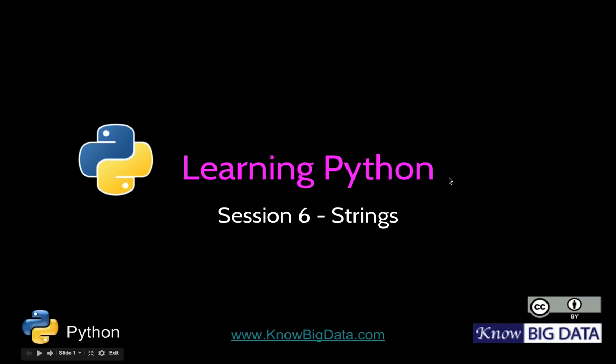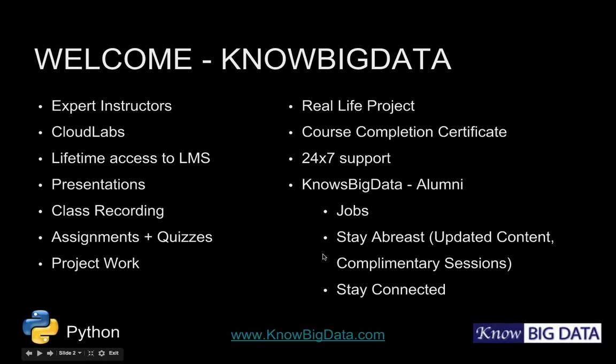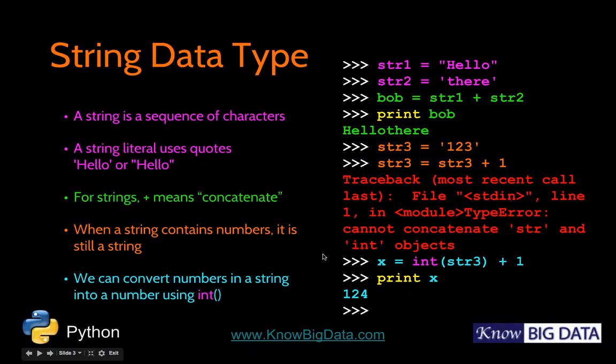Just like in any language, an array of characters is called a string. As you can see, hello and there are strings. We can concatenate two strings by putting a plus sign. But we cannot increase the string value by adding one to it.